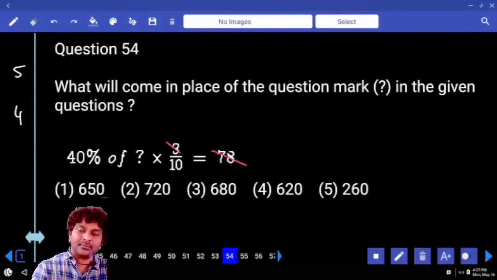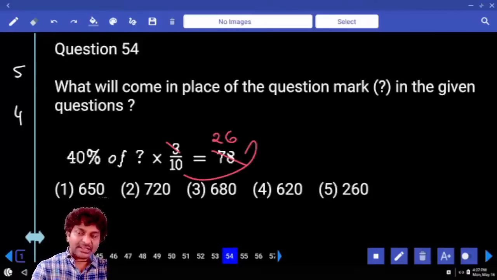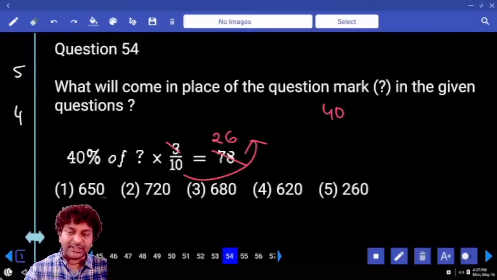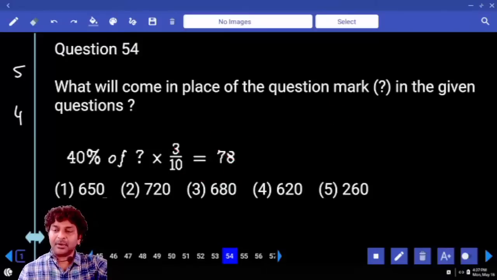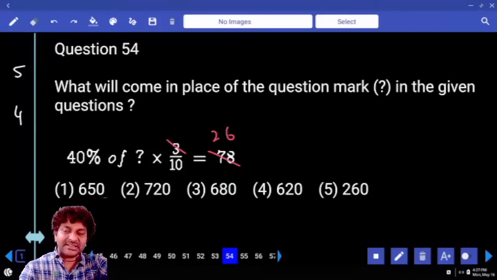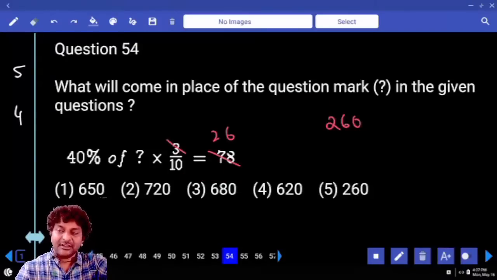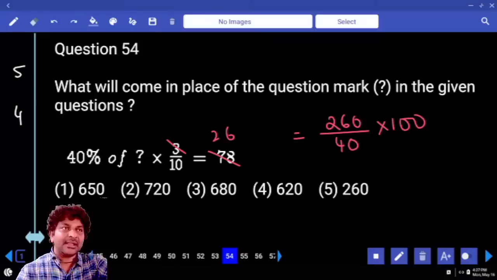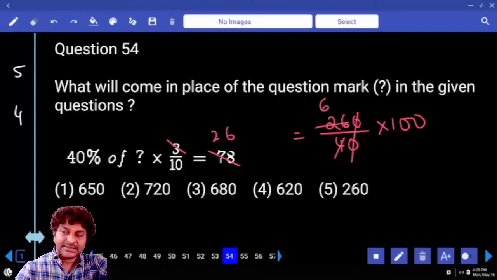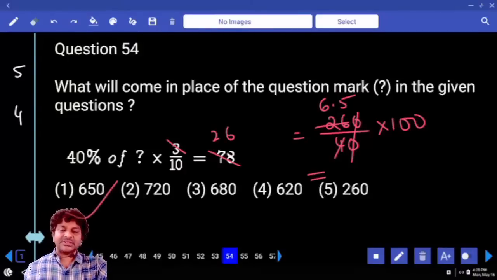3, 26 times. 10 goes to the other side. That means 40% is equal to 260. 40% is equal to 260. 1% is equal to that divided by 40. 100% in the sense into 100. Correct. 0 0 cancel. 4 into 6 times, 0.5 times. 6.5 into 100, 650. First option.